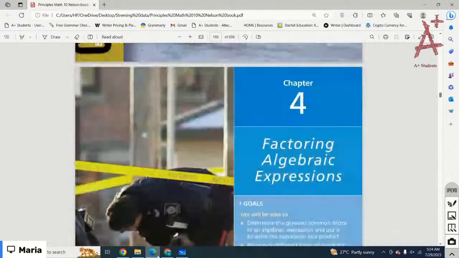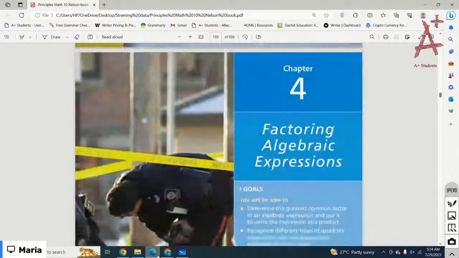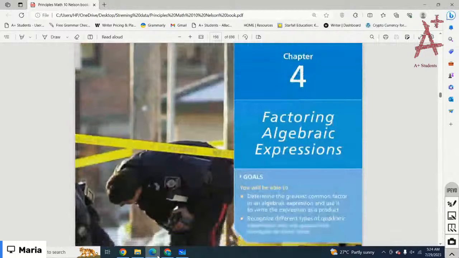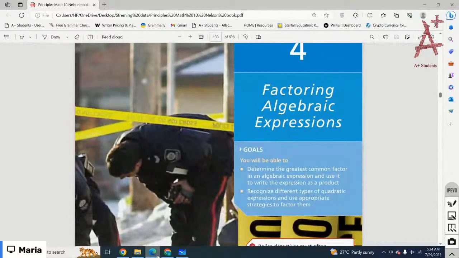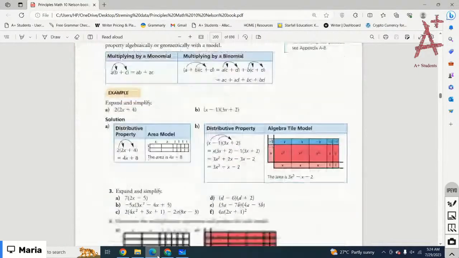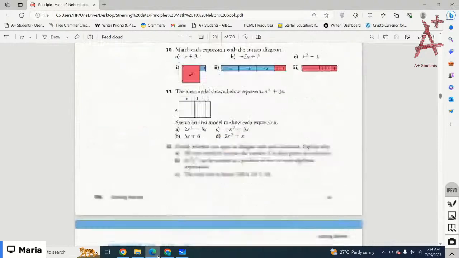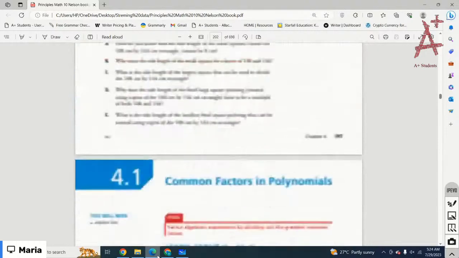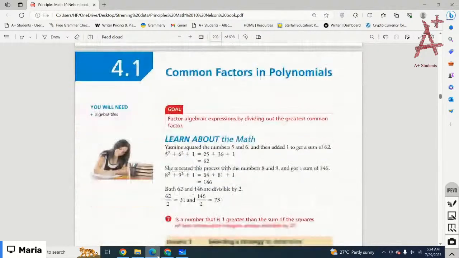Okay, the next chapter is chapter 4, factoring algebraic expressions. So let's just start with chapter 4, that is factoring algebraic expressions. Okay, here is 4.1, that is common factors in polynomials. So let's just start with 4.1.